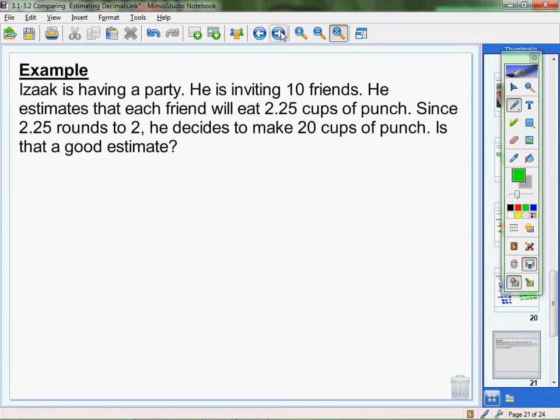Oh, I realized I forgot. There are two more examples I do want to do that are not in your worksheet. So you can follow along with these. You can write them down if you want, or you can just follow along.